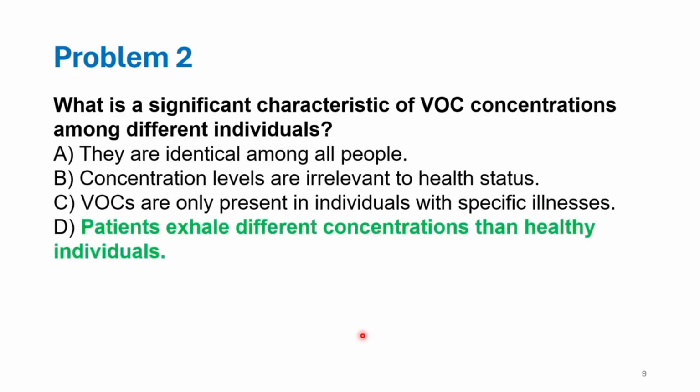So the answer is D. Patients exhale different concentrations than healthy individuals. We saw in the previous question that VOCs are emitted by every human being, but for a person suffering from certain diseases, the concentration that they exhale will be different from that of healthy individuals. So by identifying the concentration of these VOCs, we can determine at what stage of disease they are. Okay. Next we'll move on to the next question.